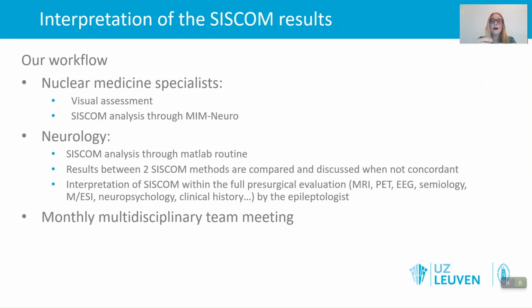Integrate all of these results, and in our center this is done by the epileptologists. So they combine everything and they come up with a hypothesis where the seizure onset zone or the potential epileptogenic zone of this patient is. And then every month we discuss this in a multidisciplinary team meeting where everybody who is involved in the pre-surgical evaluation and the surgeons are present. And there all of these results are discussed to come with hopefully a solution for the patients.